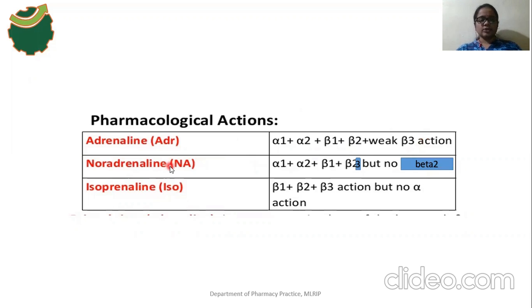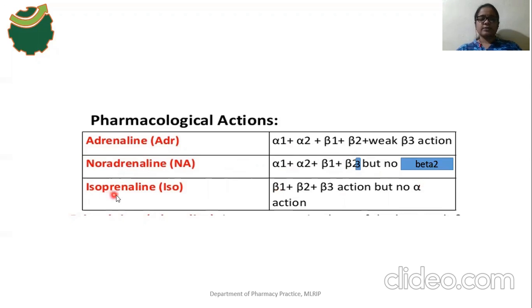Next, noradrenaline binds with alpha 1 receptors, alpha 2 receptors, beta 1 and beta 3 receptors, because noradrenaline is sensitive to these receptors. But noradrenaline does not have any action on beta 2 receptors, because it does not bind with beta 2 receptors.